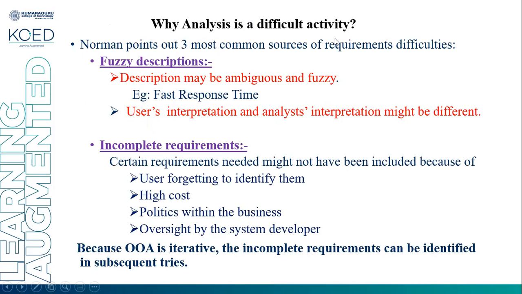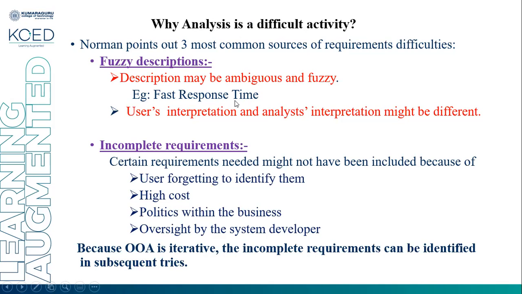So, what is an analysis activity? Why is analysis a difficult activity? Norman points out three most common sources of requirement difficulties. First, fuzzy descriptions. Descriptions may be ambiguous and fuzzy. It's confusing. For example, fast response time.